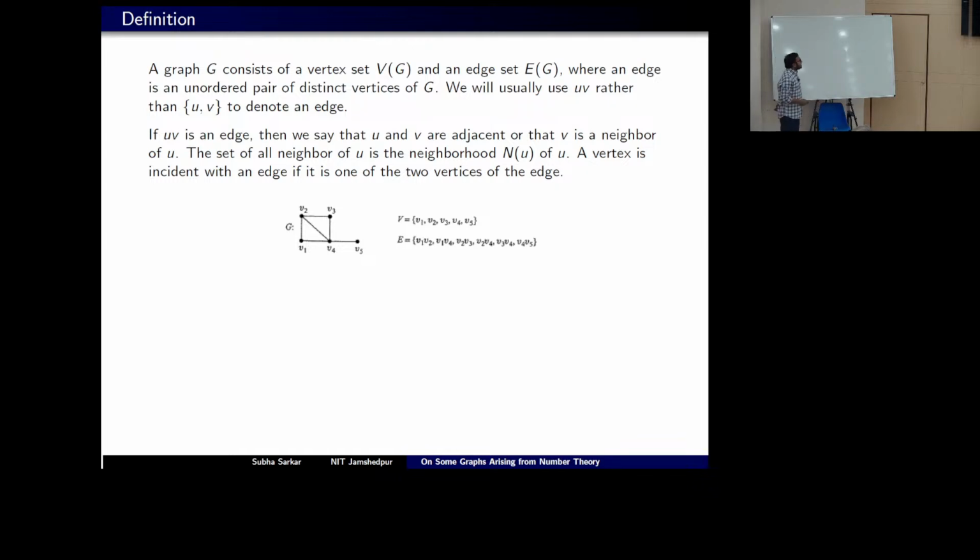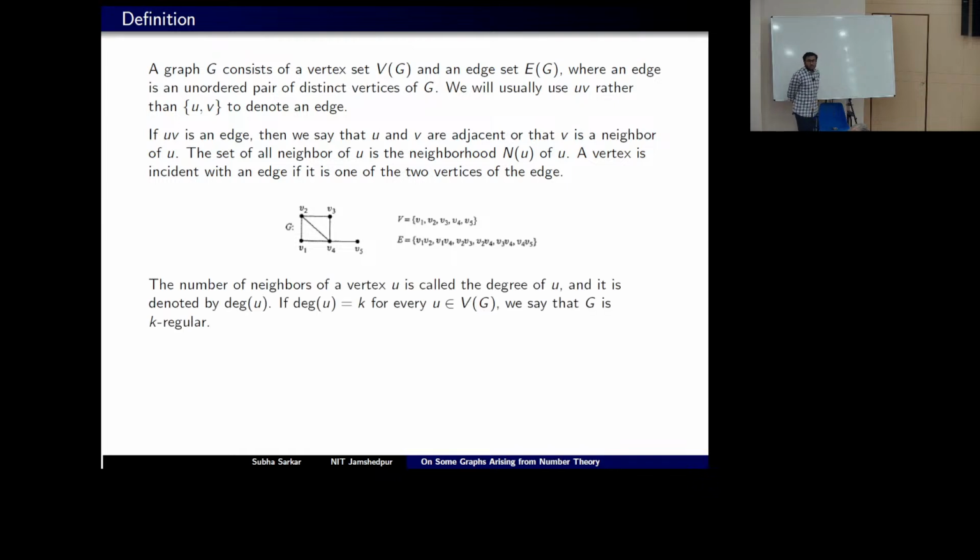Now here are some definitions. If UV is an edge, then we say that U and V are adjacent, and V is said to be a neighbor of U, and the set of all neighbors of U is denoted by N of U. For example here, the neighbors of V2 will be V1, V3 and V4 because there is a direct edge. The cardinality of the neighborhood is called the degree of U. Therefore, the number of vertices adjacent to that vertex is the degree. Now if the degree of U is equal to k for every vertex, we say that the graph is k-regular.